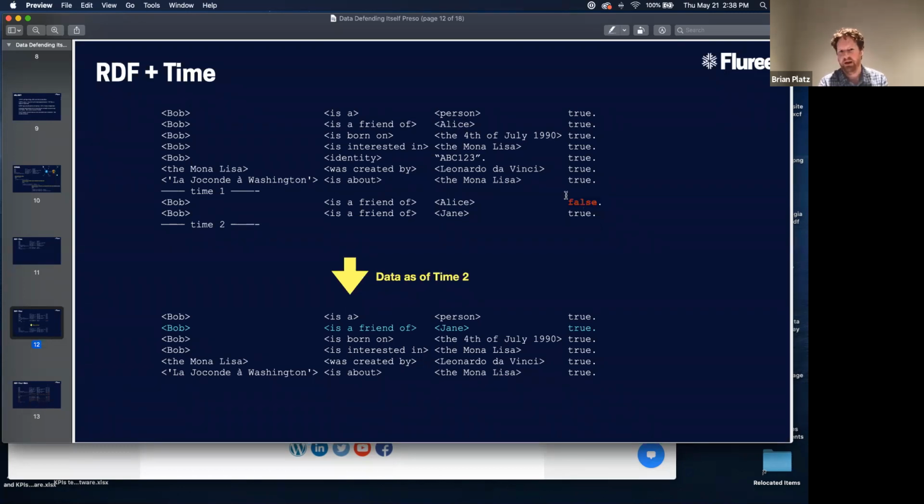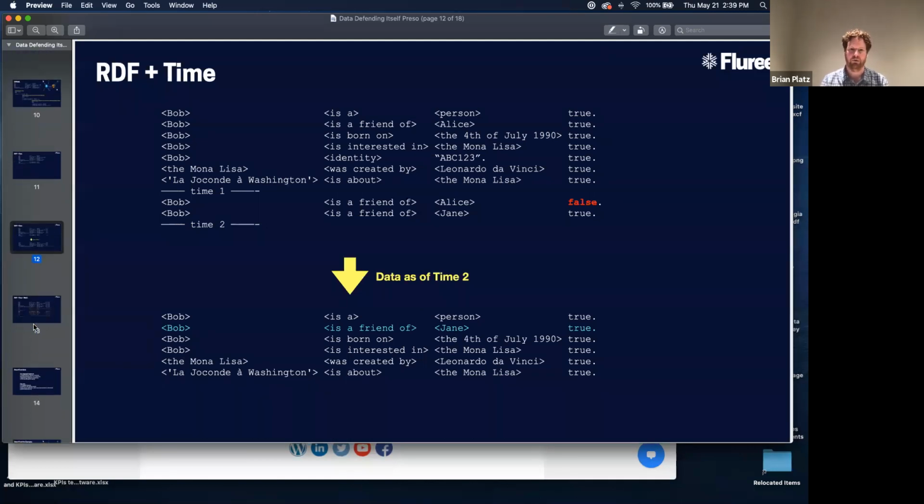It's no longer true. But we're now asserting that Bob is a friend of Jane. So this information is true. So if I basically played this log forward and retracted the information as I see it, I now have a new set of data as of time two. So here's my data as of time one, this block up above. But now if I play this forward, I have a new set of RDF as of time two. And you see here the change. Bob is a friend of Jane, and of course, Bob is a friend of Alice, no longer exists in the data. So that's a simple way of extending RDF a little bit to allow us to understand concepts around time and be able to play and reproduce data.